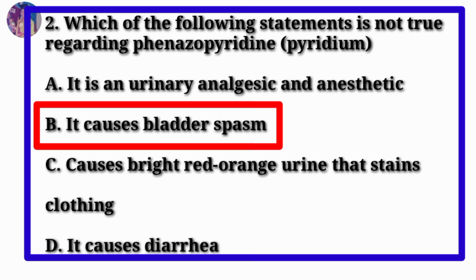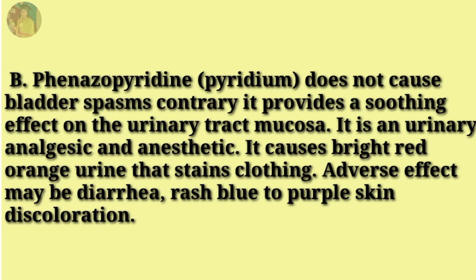Answer option B, it causes bladder spasm. Rationale: Phenazopyridine does not cause bladder spasm. On the contrary, it provides a soothing effect on the urinary tract mucosa. It is a urinary analgesic and anesthetic. It causes bright red orange urine that stains clothing. Adverse effects may be diarrhea, rash and blue to purple skin discoloration.